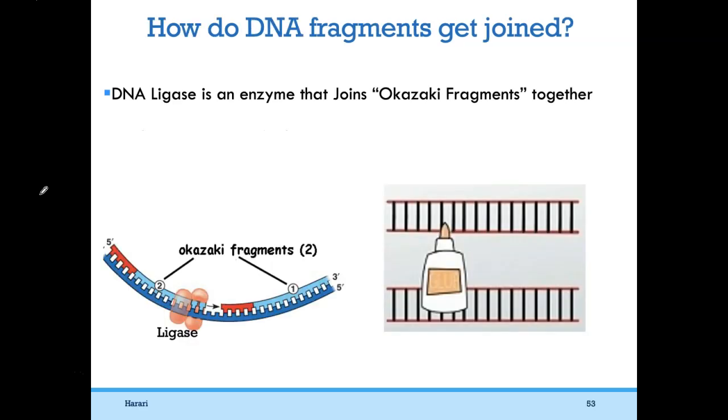So how do those fragments get joined? Right, so DNA ligase is an enzyme. DNA ligase is a special enzyme. It's almost like DNA glue that glues together the Okazaki fragments to make one nice sealed daughter strand.